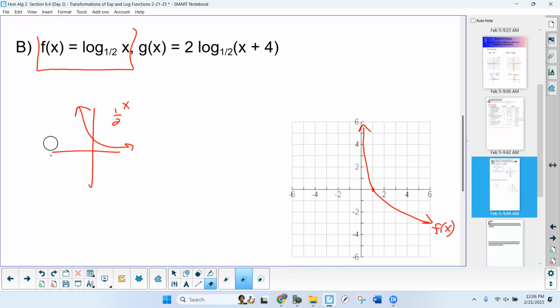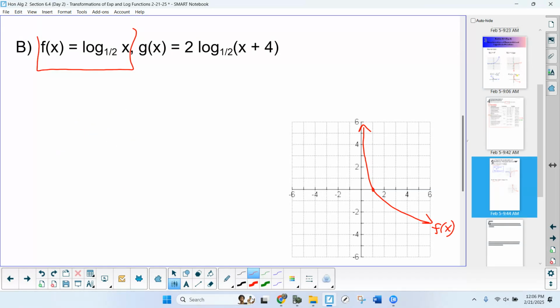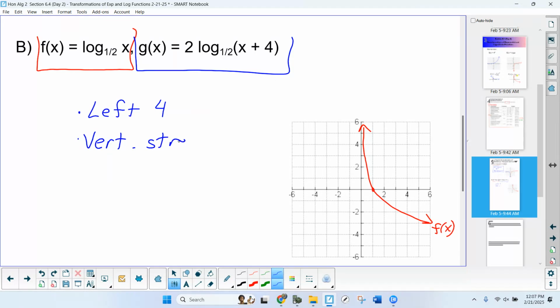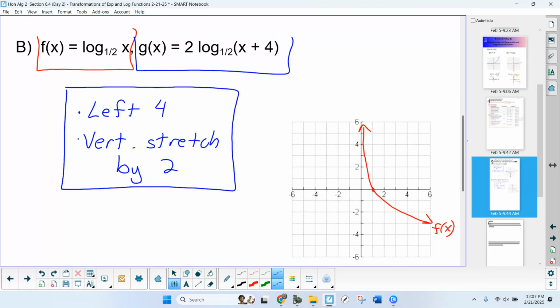Okay. What transformations are happening to g of x? What transformations are happening to g of x? Josh. Left 4. Left 4. What else? Vertical stretch by what? 2. Are you guys good there?